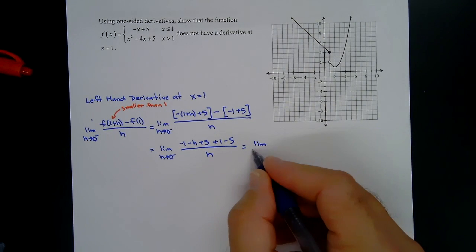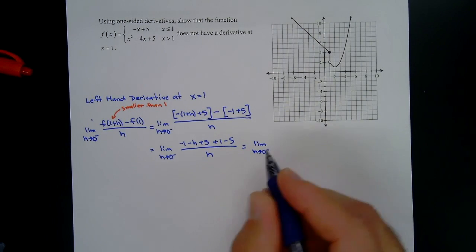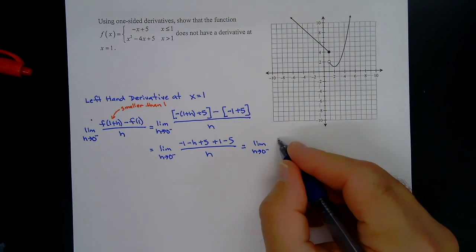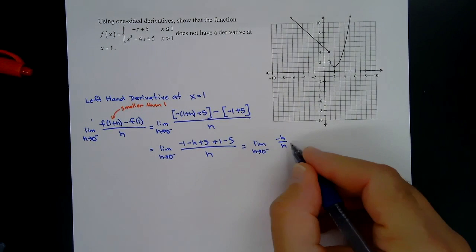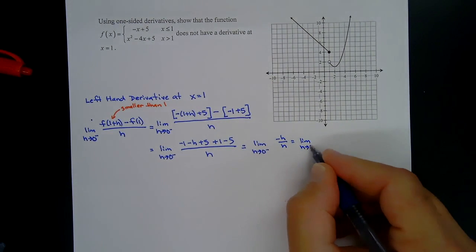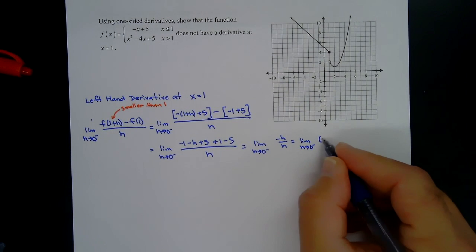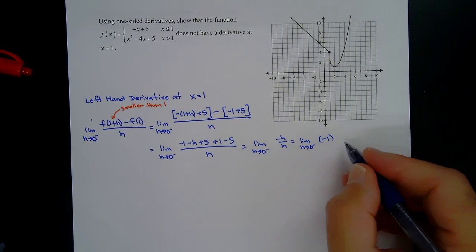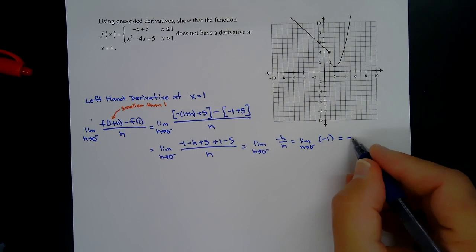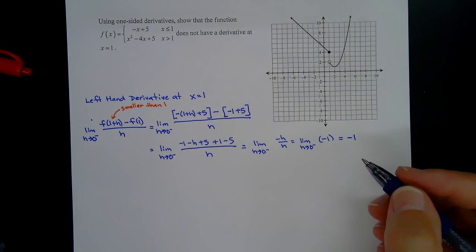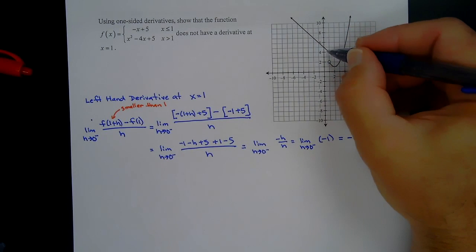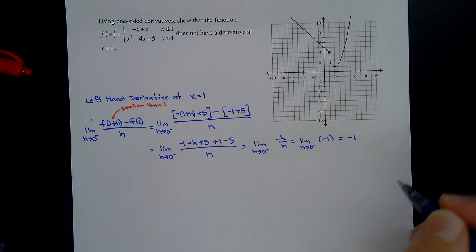This is equal to the limit as h approaches 0 from the left. My 1's cancel out, my 5's cancel out. I'm left with negative h over h, which is equal to the limit as h approaches 0 from the left of negative 1, because the h's cancel. Because I'm taking the limit of a constant, that's always going to be the constant. So my answer is negative 1. If I pick this point and pick another point on here, anytime I do that, I'm going to get a slope of negative 1.